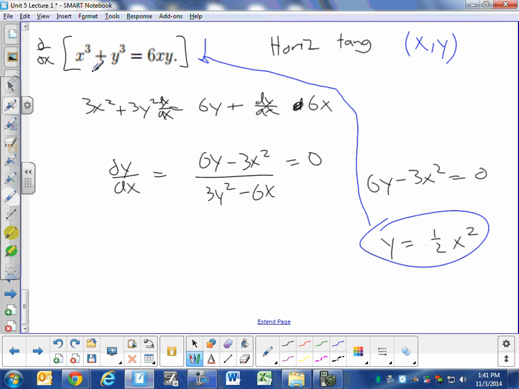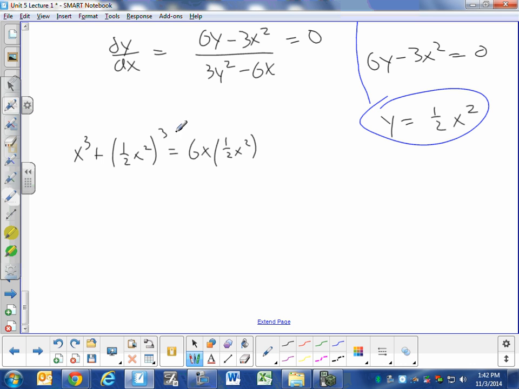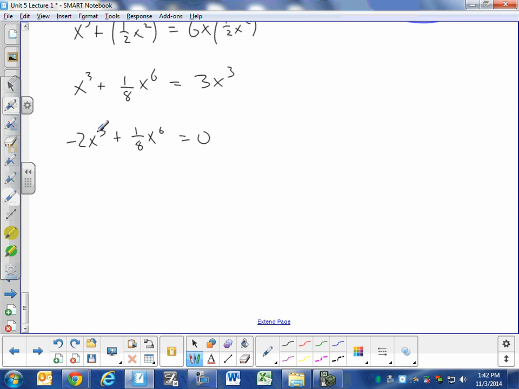So how will this look? Well, in my original equation, I'd have x cubed plus, wherever I see a y, I have 1/2 x squared. So it becomes 1/2 x squared cubed, which is equal to 6x times 1/2 x squared. Now that we have just one equation, one unknown, we'd be able to solve, hopefully by hand. I believe we can do this by hand. I can subtract the 3x cubed from both sides, giving me negative 2x cubed plus 1/8 x to the 6th equals 0. To solve something set equal to 0, factor to make a product, and then we find when the individual pieces equal 0.